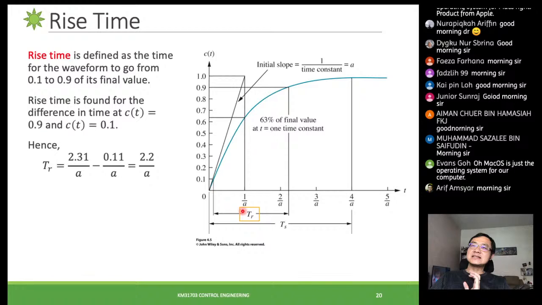If you don't believe this value, you can try it out. Eventually you will get 2.2 divided by a, based on this value. So this would be 2.31 over a, and this value is 0.11 over a. So you get 2.2 over a. For a first order system, the rise time is that.